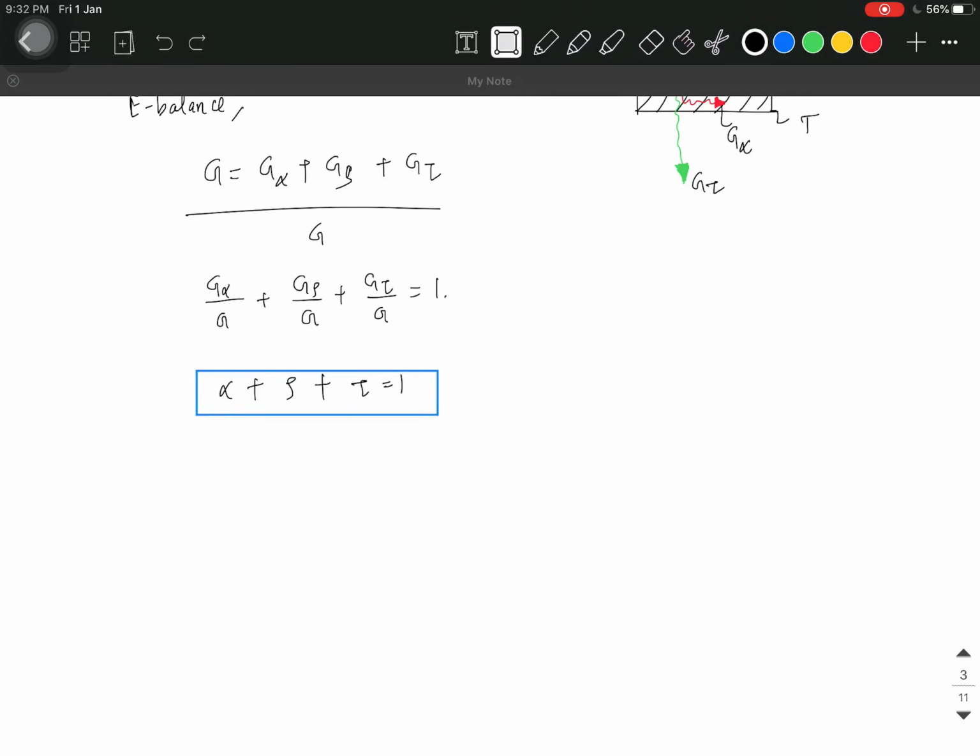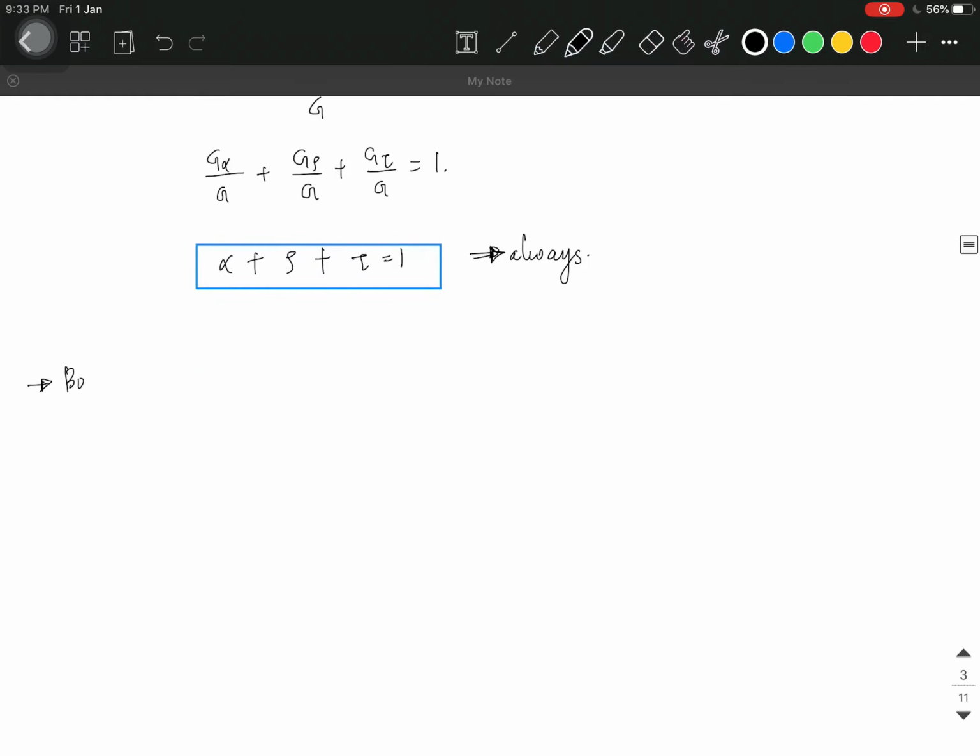This particular equation is a very important equation, and it gives you the notion that total energy is conserved. Also, the fraction of total energy incident on a body that gets absorbed, plus reflected, plus transmitted through the body will always be equal to 1, and this condition is always valid.